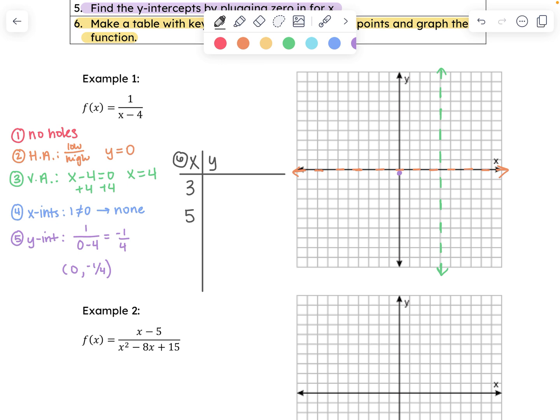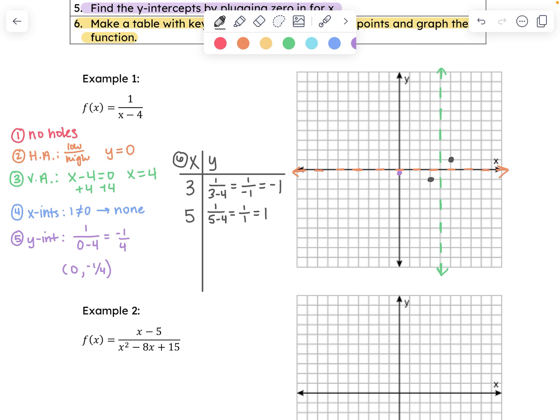So if I plug in 3, that's 1 over 3 minus 4. So 1 over negative 1, which is negative 1. So I've got the point 3, negative 1. If I plug in 5, that's 1 over 5 minus 4. So 1 over 1, which is 1.